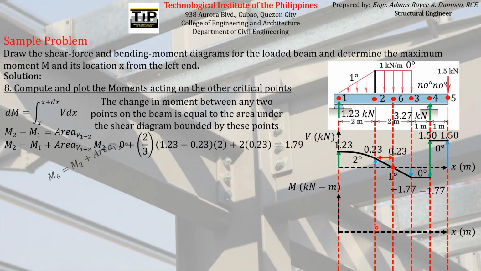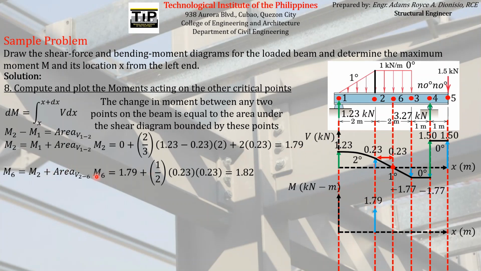Positive meaning, if we graph that, it will be located above the horizontal axis. So this is the 1.79 bending moment at point 2.